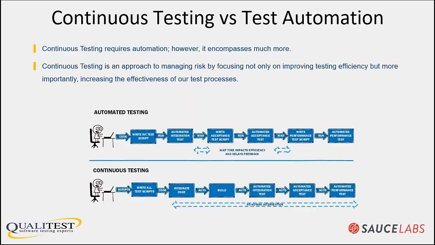When we automate scripts, we write them, we run them, we look at them, and there are wait times in there and delayed feedback. In continuous testing, we include automated feedback. There's no human intervention until we get feedback saying something failed. So that's a big difference.